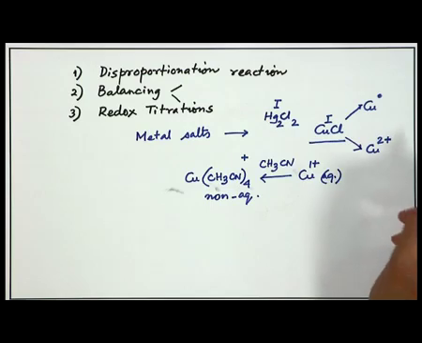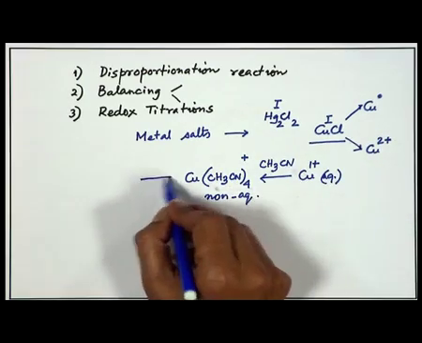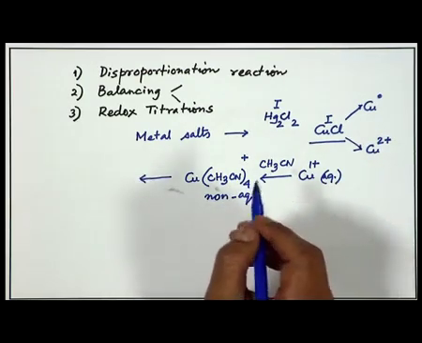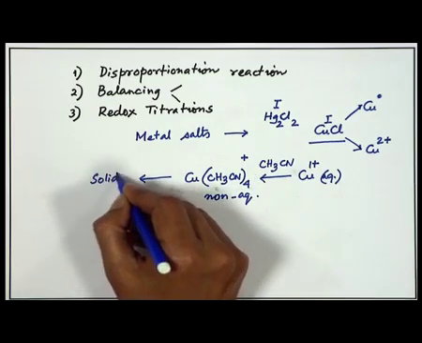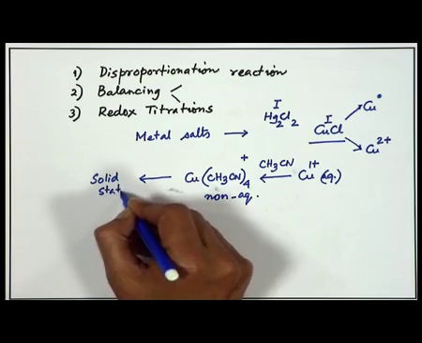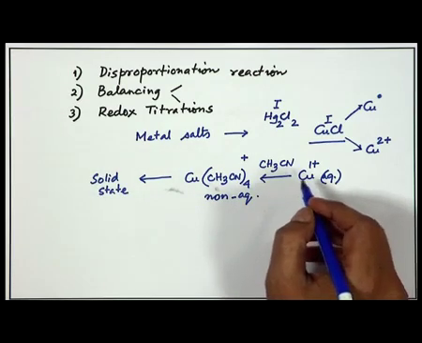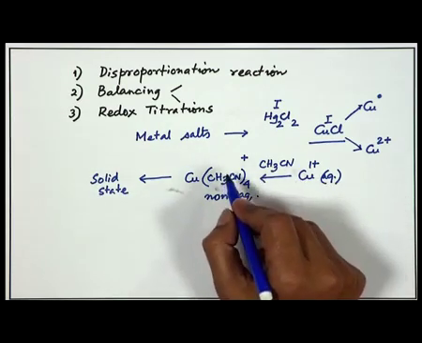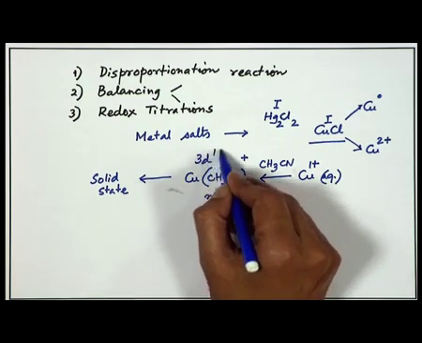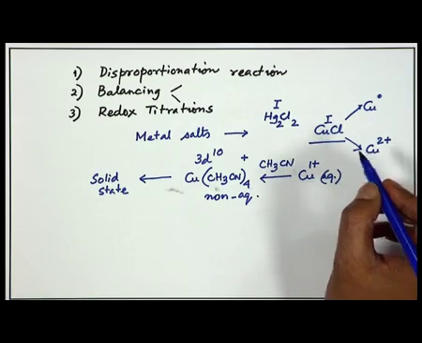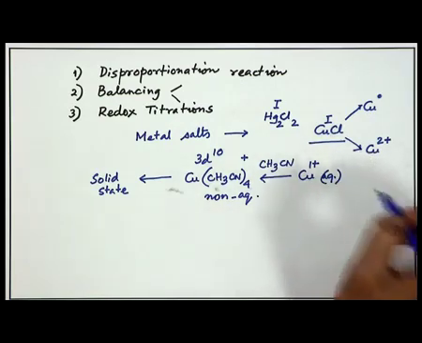this can be stabilized, and if we can isolate the solid inorganic salt, this can also be isolated in the solid state as a white solid compound, because it is cuprous copper, copper in +1 oxidation state having an electronic configuration of 3d10. So, it is not colored, unlike copper 2.